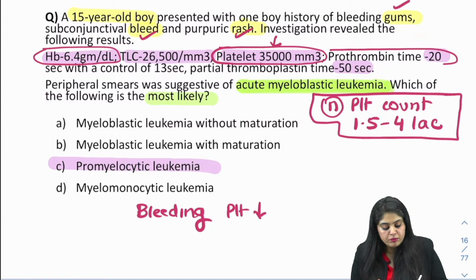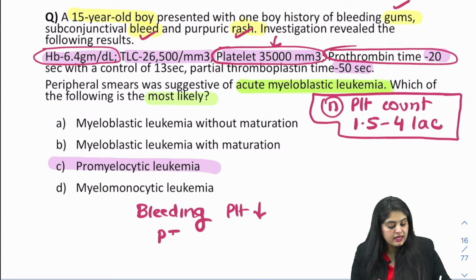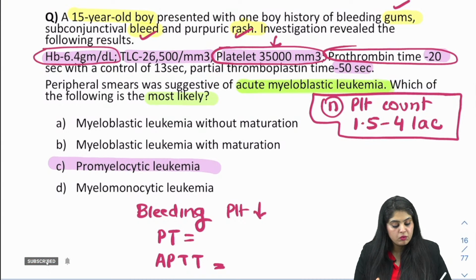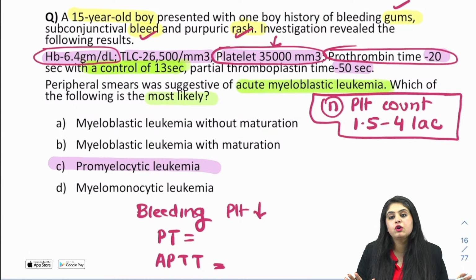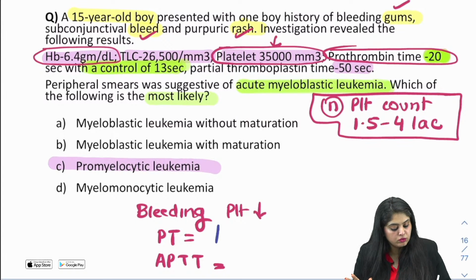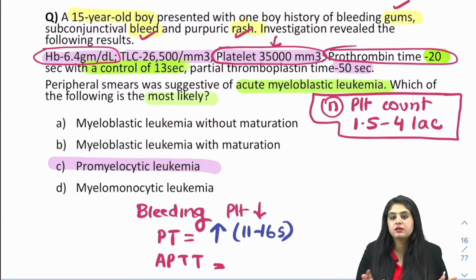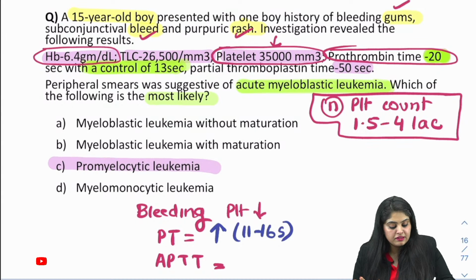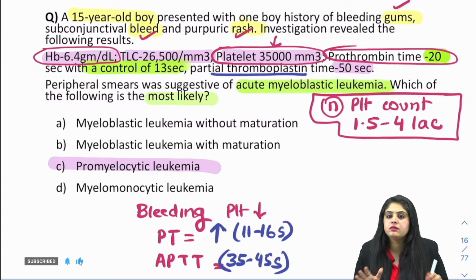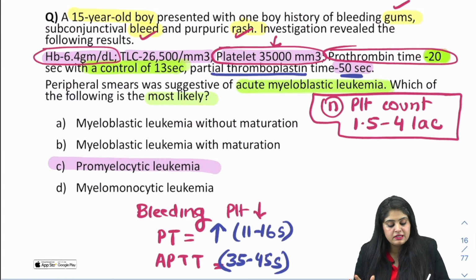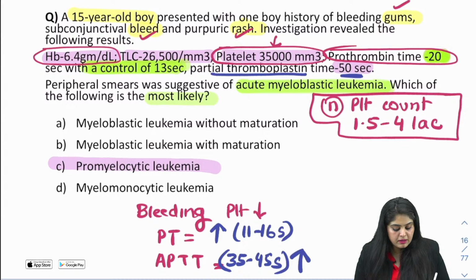Then the next normal value, prothrombin time. Guys, for PT and APTT, sometimes they give you the normal values. Here they said prothrombin time has a control of 13 seconds. They have given you a normal value of 13 seconds and the patient's prothrombin time is 20 seconds. This means the prothrombin time is elevated. Usually it is 11 to 16 seconds. Next, APTT is usually 35 to 45 seconds maximum. This is the overall maximum range. Here APTT is coming out to be 50 seconds, which means APTT is also elevated.